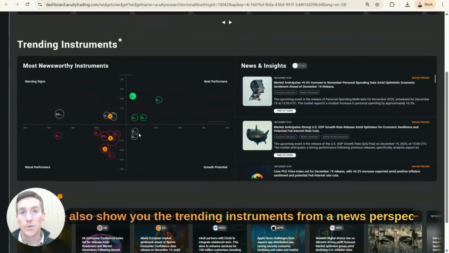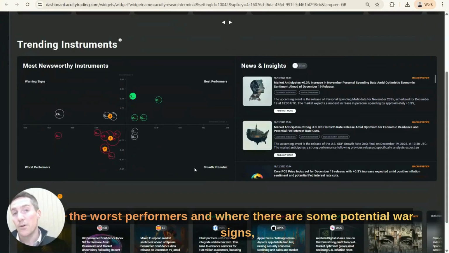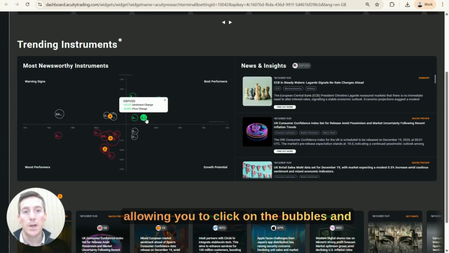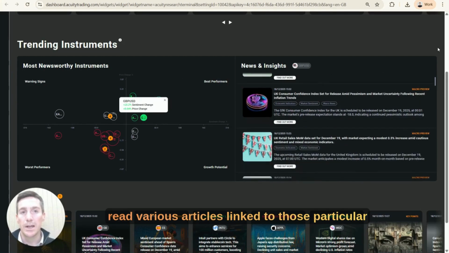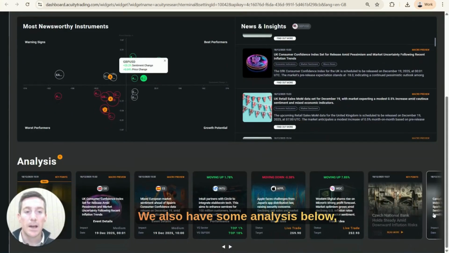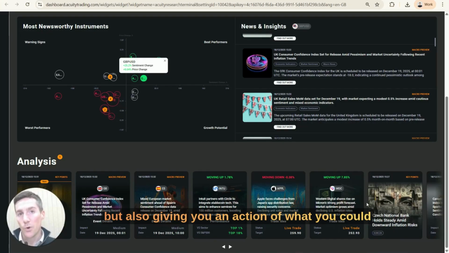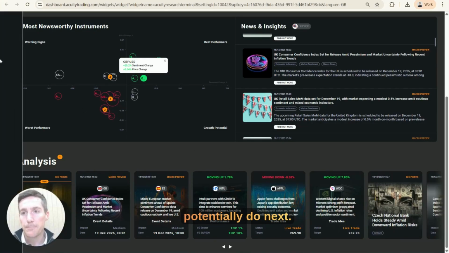We can also show you the trending instruments from a news perspective. We can look at the best performers, those showing growth potential, the worst performers, and where there are some potential warning signs, allowing you to click on the bubbles and read various articles linked to those particular assets. We also have some analysis below, which is providing you with reasons why price is moving, but also giving you an action of what you could potentially do next.